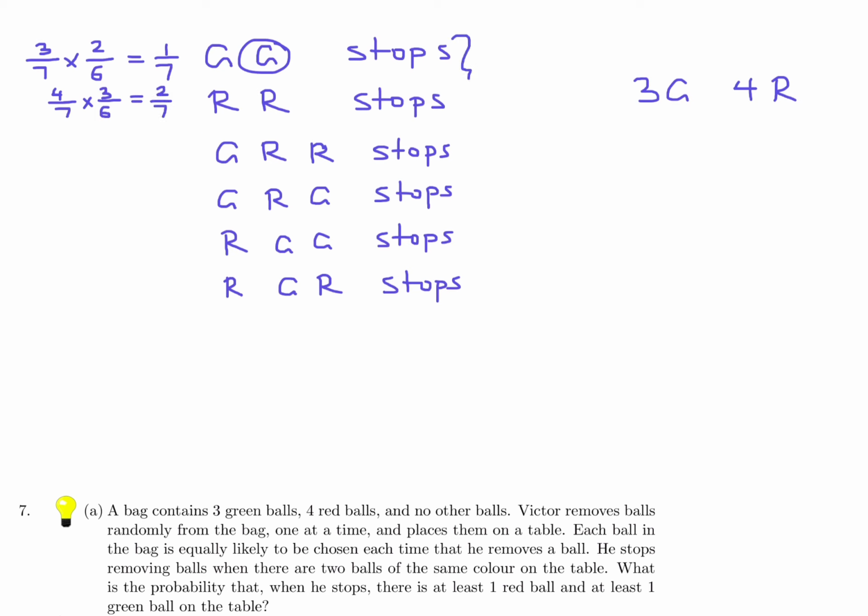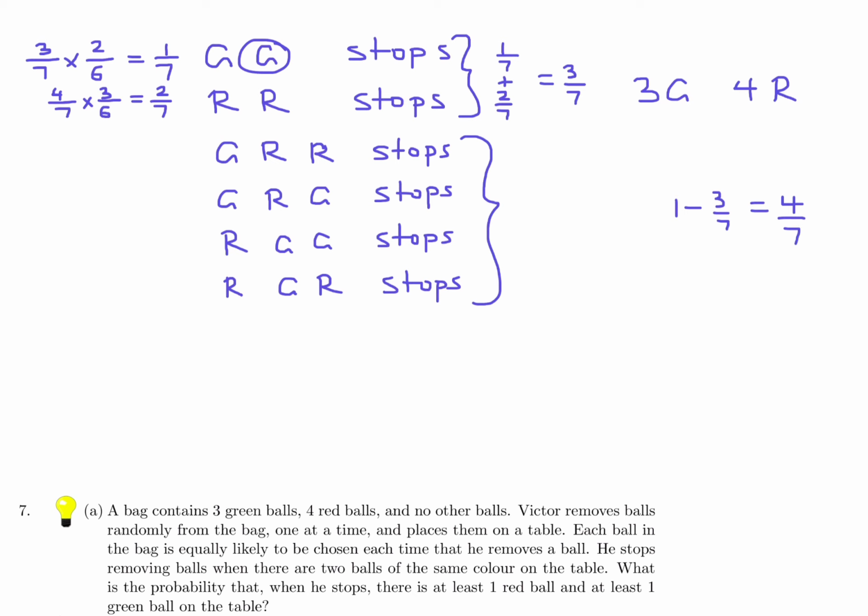So when you add these up, it'll be 1 over 7 plus 2 over 7. And that is 3 over 7. So what you can do is you can say, well, the probability of these guys is 1 minus that 3 over 7. And that's 4 over 7.